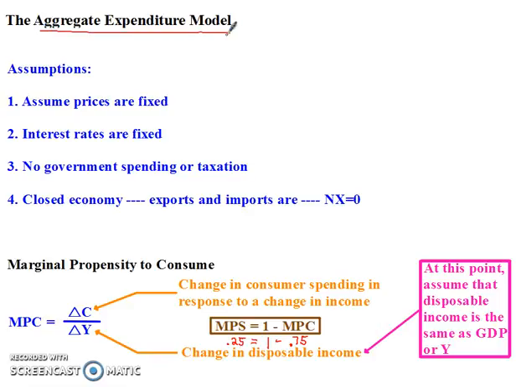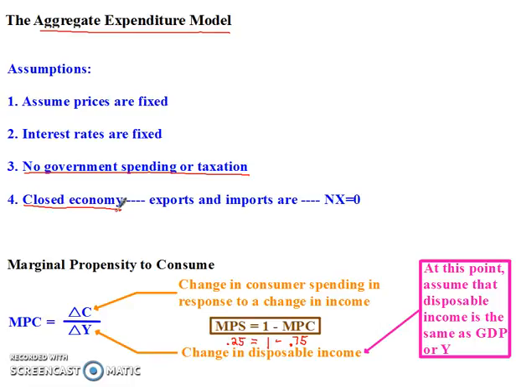On this podcast, we're going to continue to build our aggregate expenditure model. I just want to highlight a couple of assumptions before we move on. One assumption is that there's going to be no government spending or taxation. The second is that we are in a closed economy. The other assumptions we'll deal with later, but those two we're going to use specifically on this podcast.